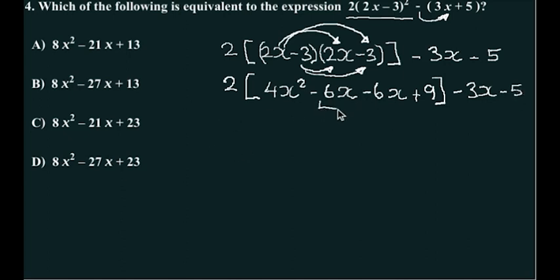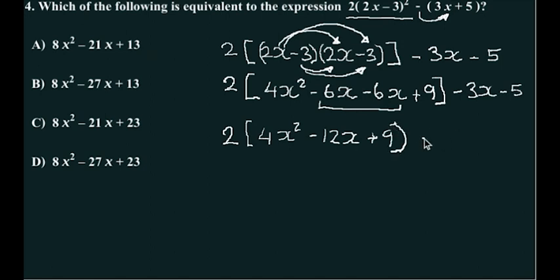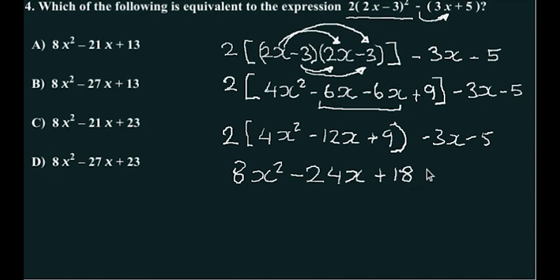So these two terms will sum up to a minus 12. So we're going to multiply everything in now. So 2 by 4x squared minus 12x plus 9, minus 3x minus 5, and then we have the 8x squared minus 24x plus 18. Now our brackets are removed and we have all the terms outside.